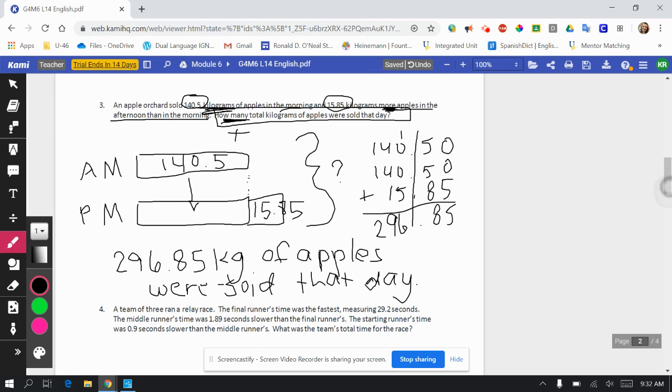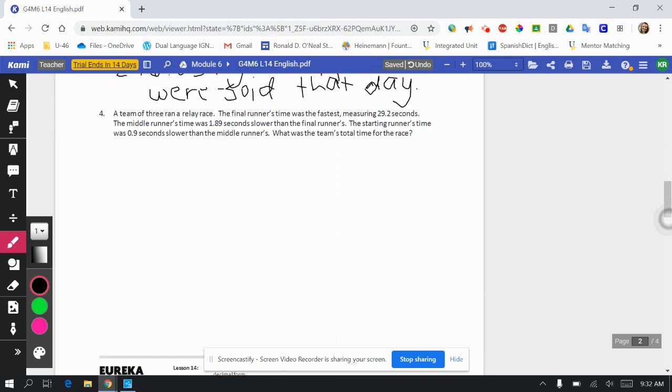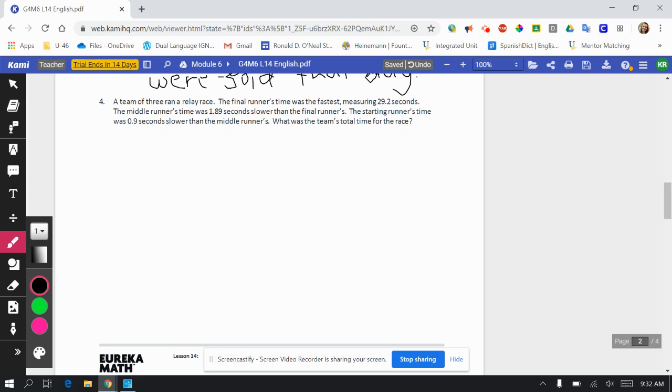All right, on to the last one. A team of 3 ran a relay race. Whoops, let's start with box the question. Let's do that first. Box the question. What was the team's total time for the race? Circle the numbers. So we have 3, 9.2.